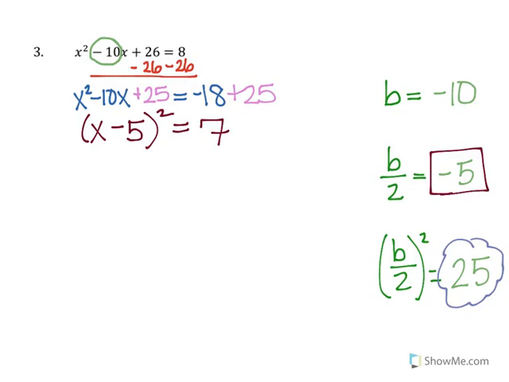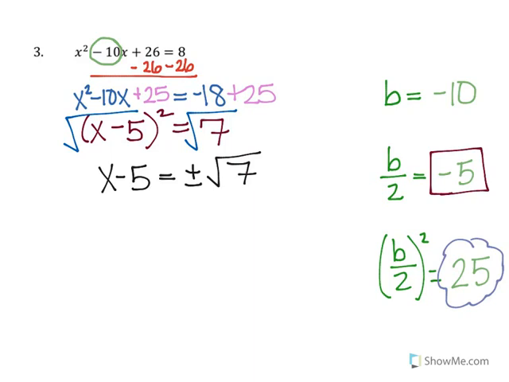So step 4 says to take the square root of both sides of the equation, and the square root and the square are inverse operations, so they are going to cancel each other out. So you're just going to end up with x minus 5 equals, don't forget the plus or minus. Now 7 is not a perfect square, so we would end up with a crazy decimal that never ends or repeats. So we're just going to keep it as radical 7. And then we just have one more step.